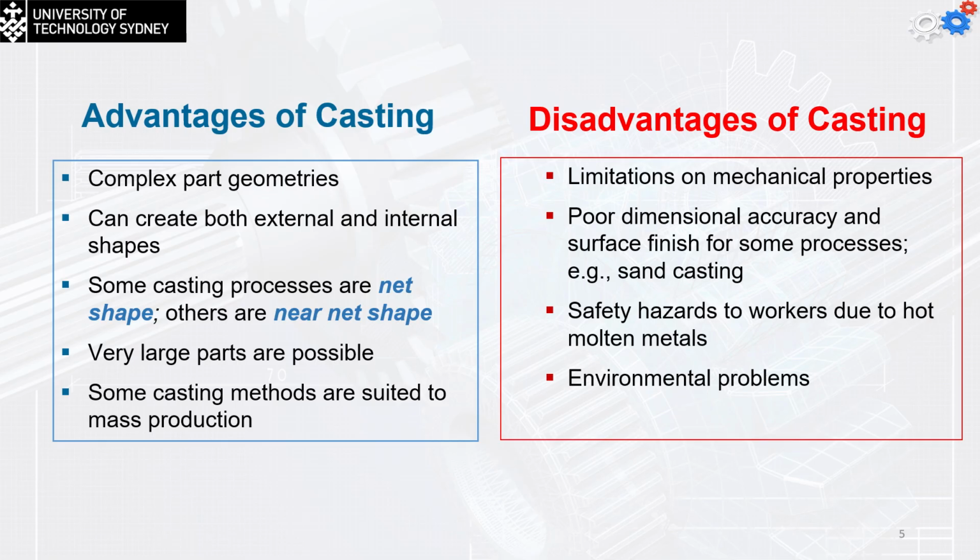It still has disadvantages, which are the limitations on the mechanical properties of the cast part, and poor dimensional accuracy and surface finish for some processes, mainly sand casting. Also, there are some safety hazards to the worker due to the hot molten metals. Definitely the environmental problems due to the fumes and the smoke generated from the coal we burn in order to melt the metals.